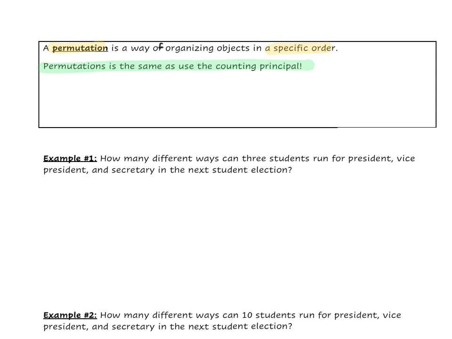So the mathematical symbol for permutation is like this, nPr, where n is the total number, and it could be a total number of people, it could be a total number of objects, and r is the number of groupings that you would like. And this will make sense as we do an example. And I'll show you how to use it in the calculator as well.